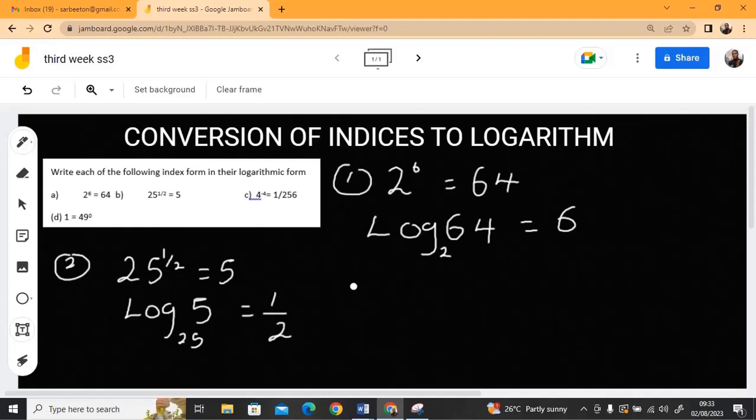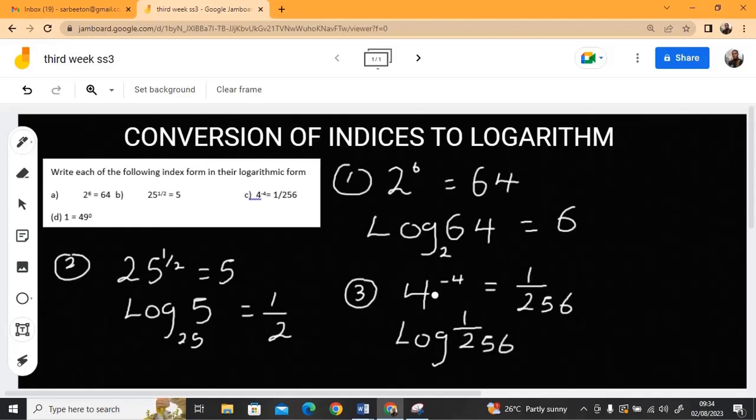So that is it. Now the third one, you have 4 raised to the power minus 4 equals 1 over 256. This one is not in index form, so you are going to add log to it. This will be log 1 over 256. And I told you this base here is going to come here. Then the power is going to stand alone, minus 4.